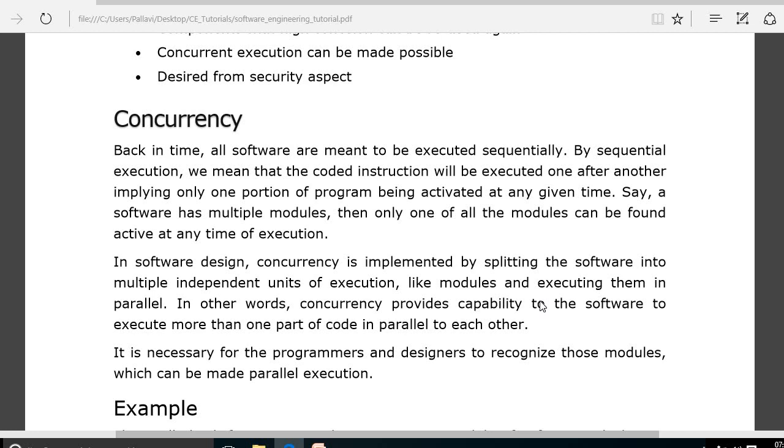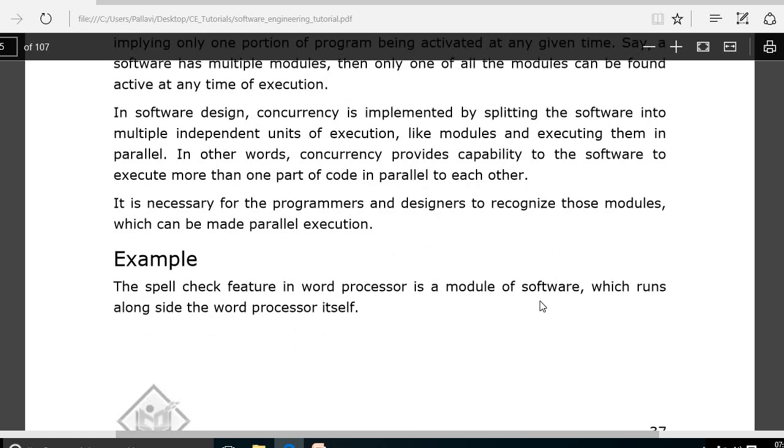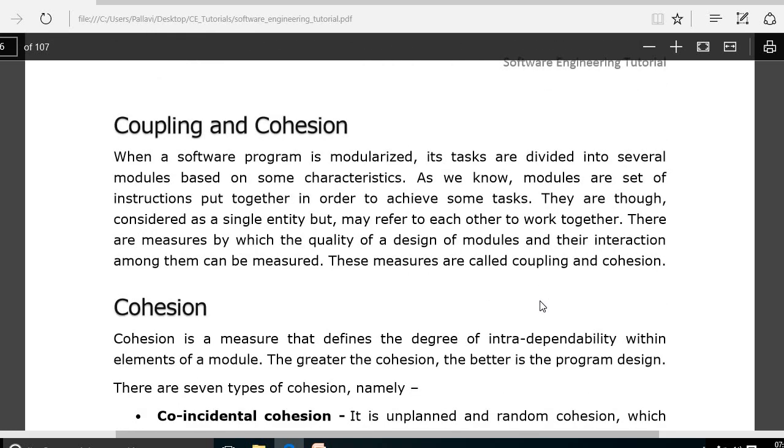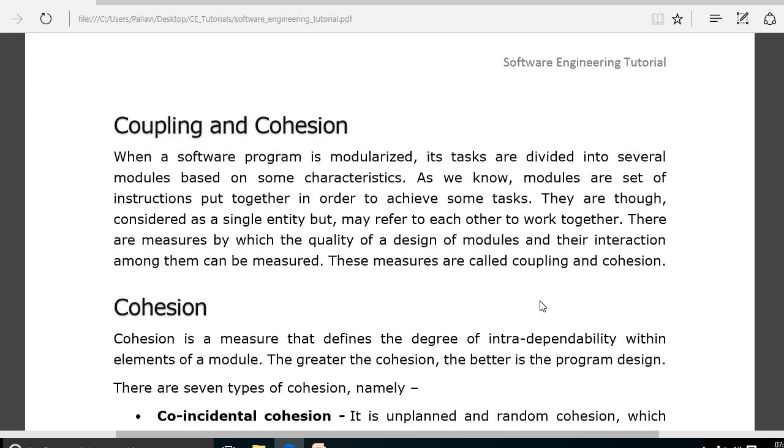In software design, concurrency is implemented by splitting the software into multiple independent units of execution, like modules, and executing them in parallel. In other words, concurrency provides the capability to the software to execute more than one part of code in parallel to each other. So now another important term, coupling and cohesion.